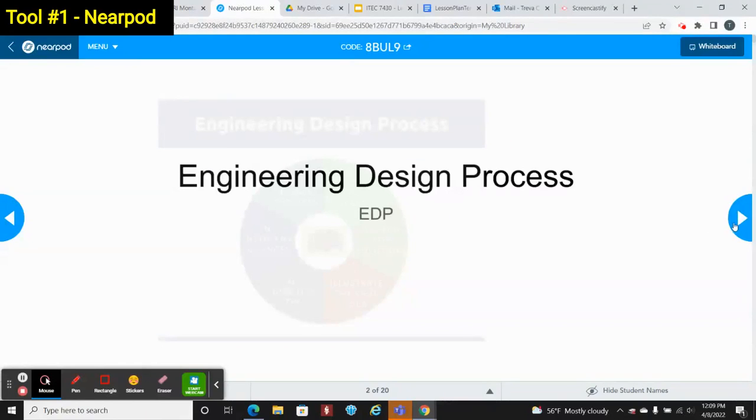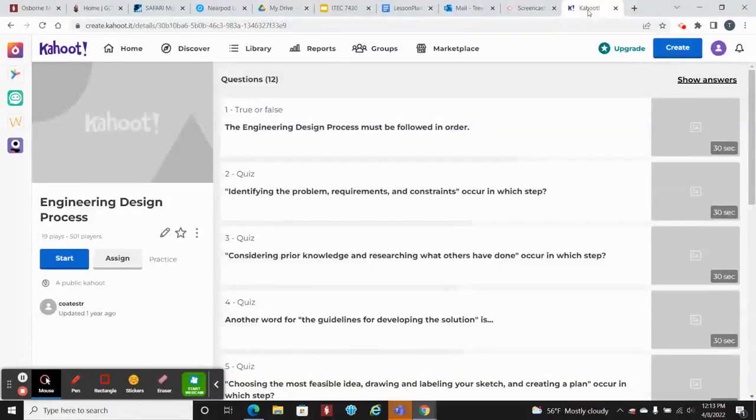In this project, students will first begin with a Nearpod in which I will discuss the engineering design process. The next phase of the project is a Kahoot. I will be using Kahoot as an opportunity to further engage students in their understanding of the engineering design process.